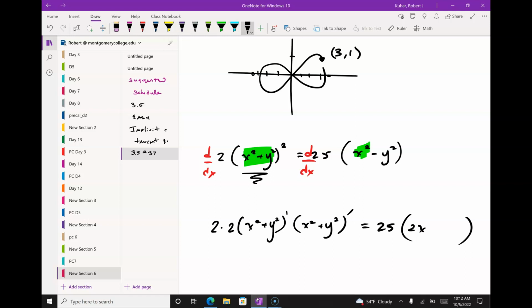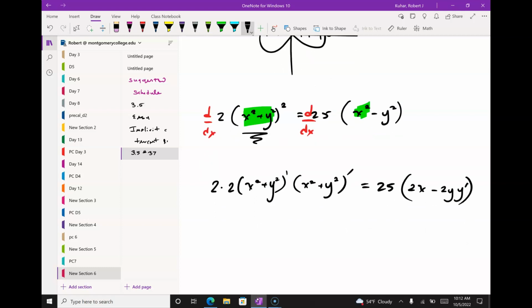But I'm not going to bother doing the times 1. But now the y squared becomes what? 2y prime, because the derivative of the inside is not x, the inside is y, and the derivative is y prime. We agree? All right, what do we have on the left? I have 4 times x squared plus y squared times 2x plus 2yy prime.